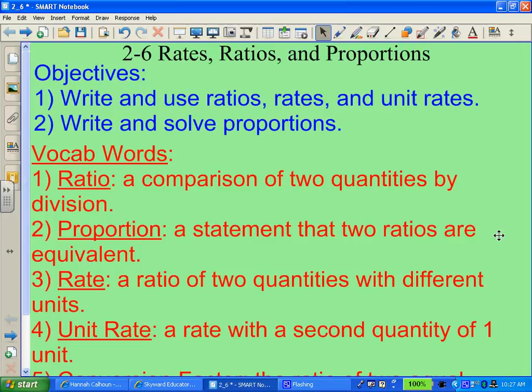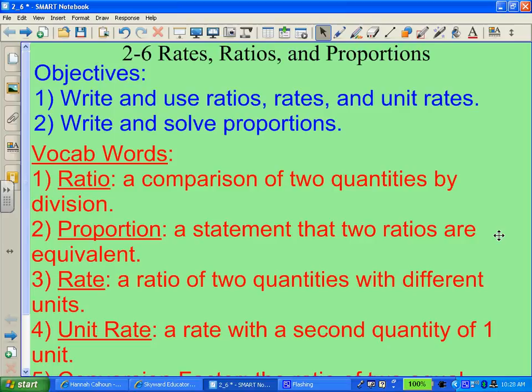We're going to start the second part of Chapter 2 here. 2-6 talks about rates, ratios, and proportions. And I'm going to be showing you a lot of different ways to use rates, ratios, and proportions today. I'm going to be talking a little fast to try to get this in under 15 minutes. But we will go over some more examples in class to help you out a little more.